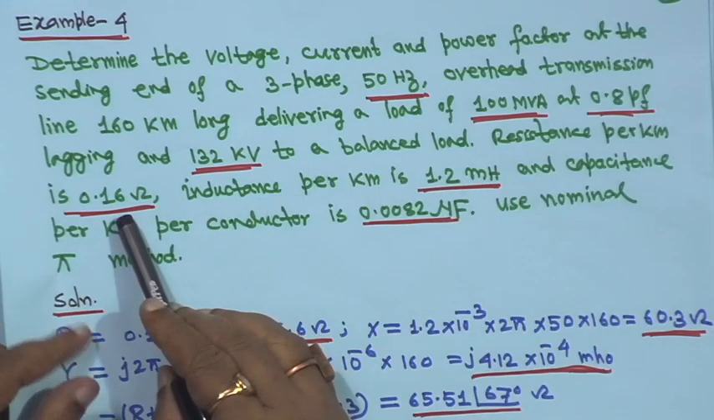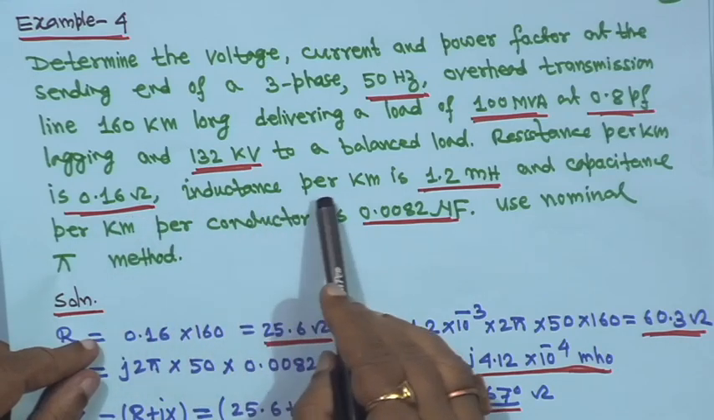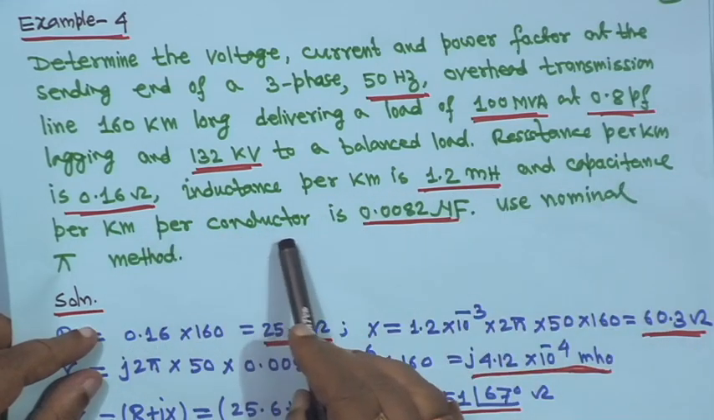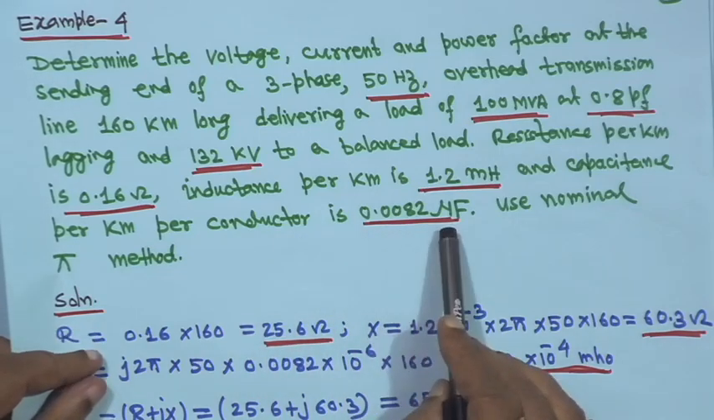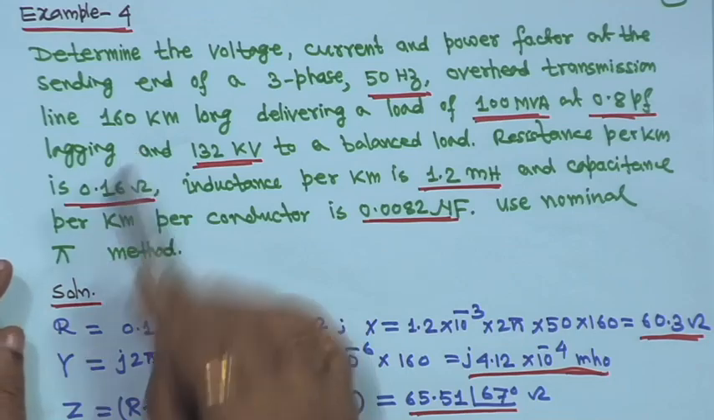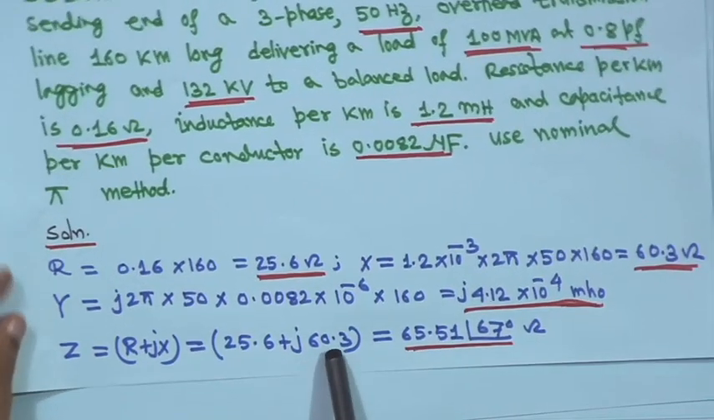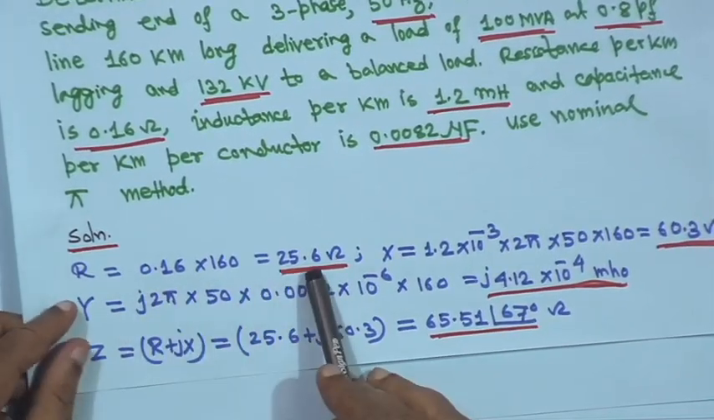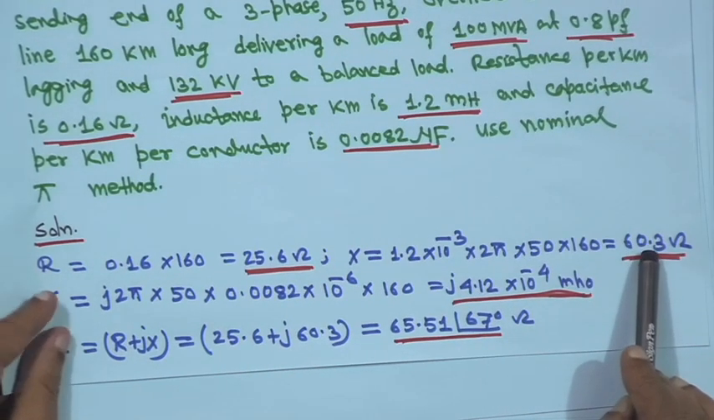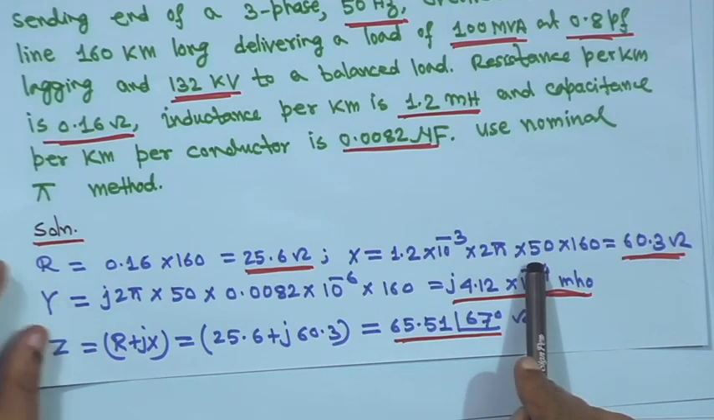Resistance per kilometer is given as 0.16 ohm, inductance per kilometer is 1.2 millihenry, and capacitance per kilometer per conductor is 0.0082 microfarad. You have to use the nominal pi method because the line is 160 km long. So, you calculate R, it will become 25.6 ohm, and X will become 60.3 ohm.